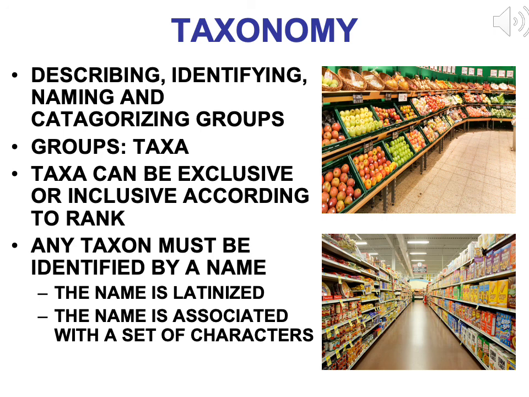And any taxon must be identified by a name, and the name must be a Latinized name, and the name is always going to be associated with a set of characters. For example, if I take a look at the grocery store and I see apples, and I know that apples come in a number of different varieties, including Granny Smith apples, I know that Granny Smith apples are labeled Granny Smith apples, and they have certain characteristics.